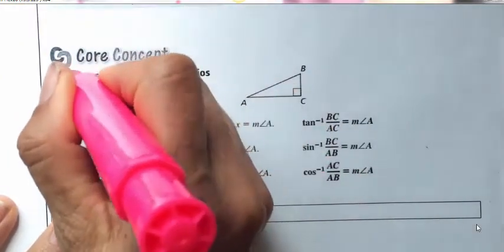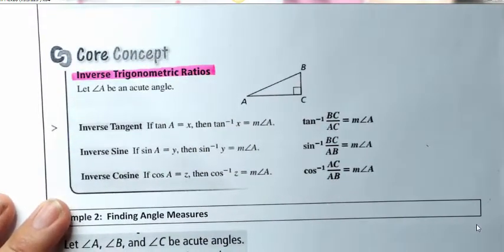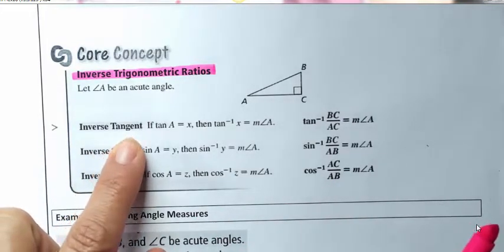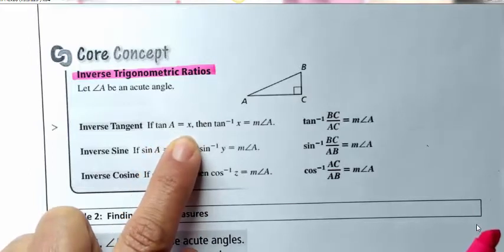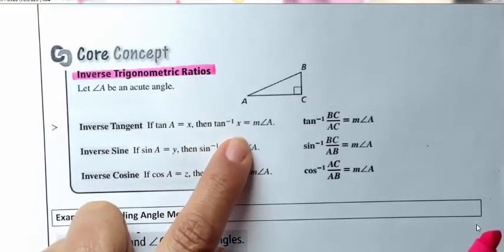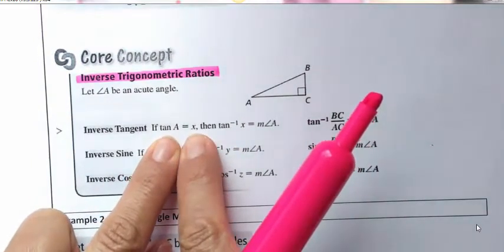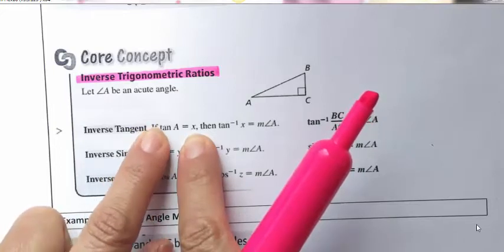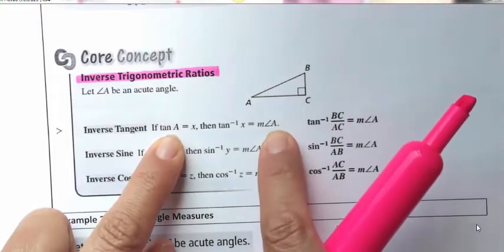Inverse trigonometric ratios can be used to solve for one of the acute angles. So, for example, if I have tan of A equals x, then I know that the tan inverse of x is equal to A. Because basically what I've done is I've taken the inverse of the tan function, which undoes the tan function and just leaves me with the input of A. That's what you're getting right there.